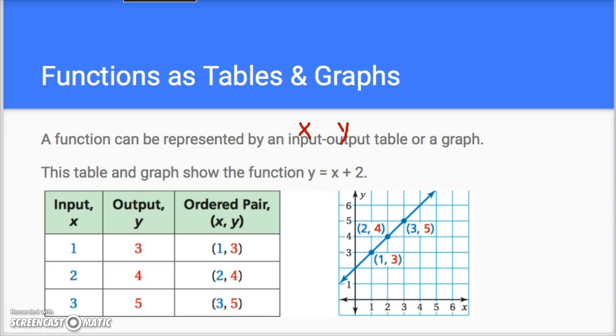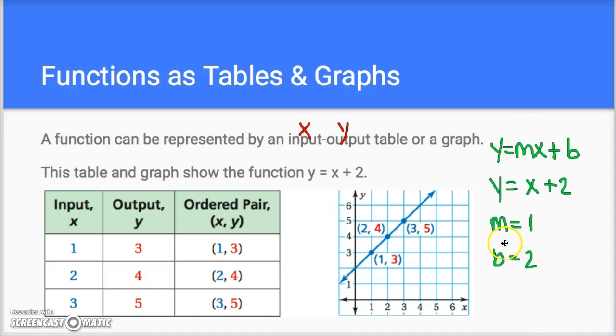So keep in mind, you always want your equation to be y equals mx plus b. That's the easiest way for you to graph it. So in this equation, we have y equals x plus 2. So your slope, the number in front of the x, well, there's nothing there, but technically there's a 1. So your slope is 1. Your y-intercept is 2. So what you could do is plot your y-intercept, plot that 2.